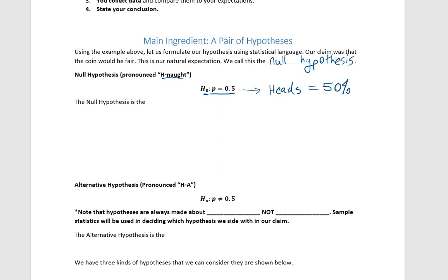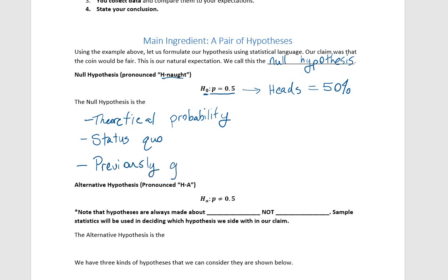Okay, so the null hypothesis always follows a certain formula. So the null hypothesis is always going to be one of these three things. It is the theoretical probability. Okay, so theoretically we would expect to get a coin to come up heads 50% of the time. It can also be the status quo. Okay, or it could be previously gathered statistics.